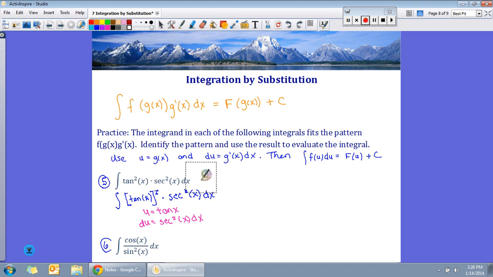So now we can rewrite our integral to be the integral of u squared du, and then our antiderivative is going to be 1/3 u cubed. So all we have to do is plug in our u, and we're going to get 1/3 tangent x cubed plus c.